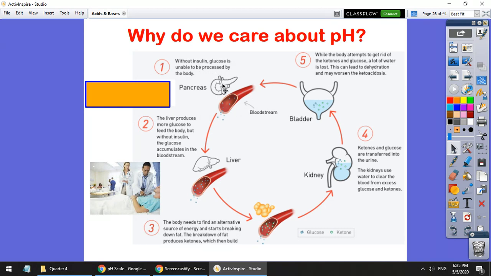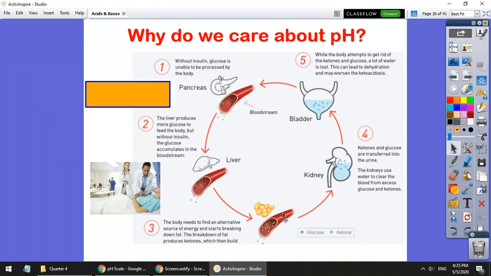So without that insulin, your body has plenty of glucose in the blood, but it's not able to use that glucose. So blood glucose levels keep getting higher and higher. Meanwhile, your body still doesn't have energy, and your body goes looking for an alternate energy source. Therefore, it starts to break down fat and muscle, which produces something called ketones. Now, ketones are acidic, which starts to make your blood a little bit more acidic. Now, this isn't always a problem.